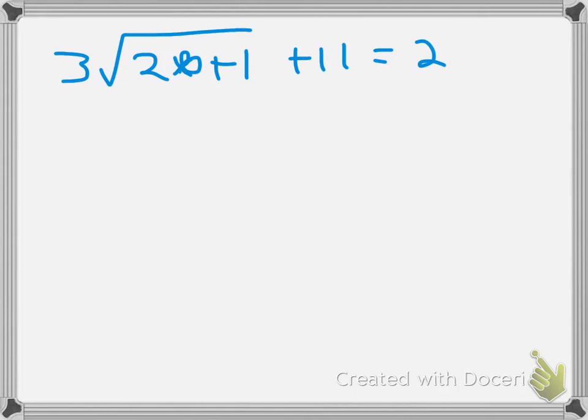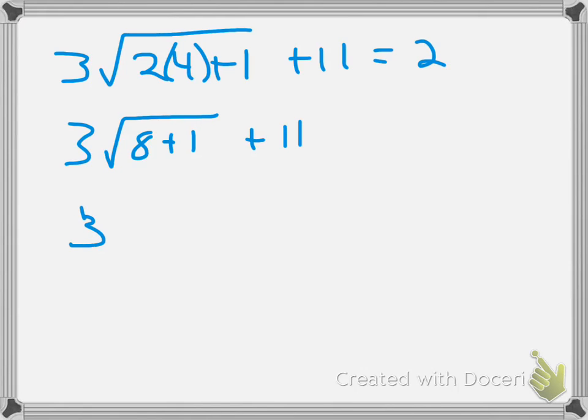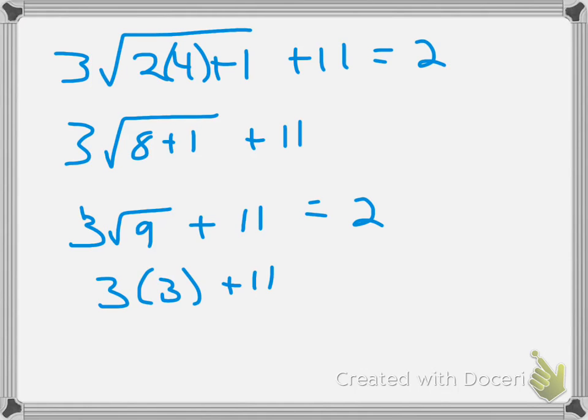Now as I said, I'm going to put in my new value of 4. And I'll solve by simplifying my left side. So it becomes 8 plus 1. So I have 3 times the square root of 9 plus 11. Square root of 9 is 3, so I have 3 times 3 now, plus 11. 9 plus 11, and the question is, does that equal 2? And obviously it does not.